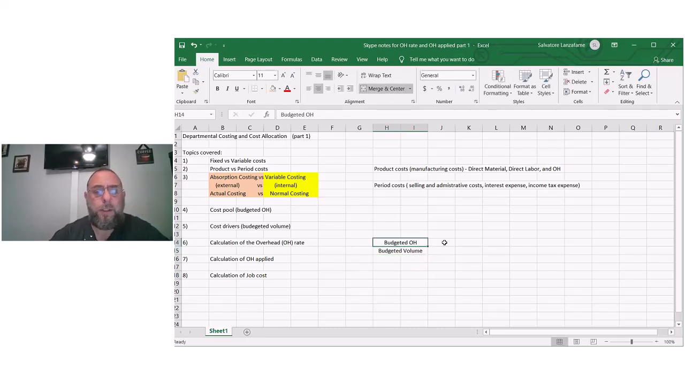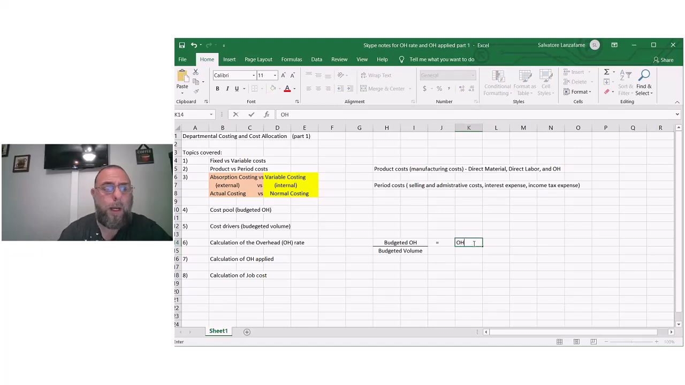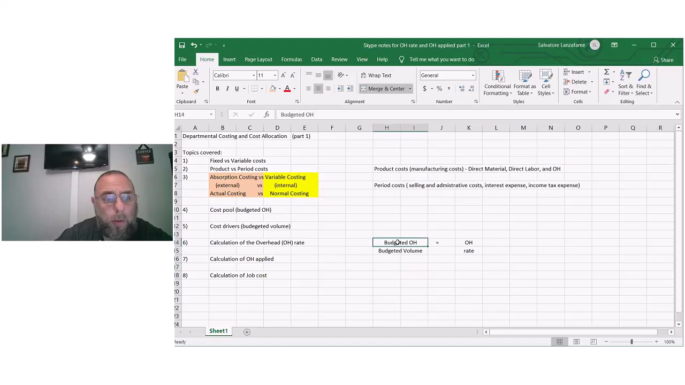So we would do this equation, and the result would be what we call an overhead rate. Before I continue with this, let me define for you some budgeted volume. By the way, I could easily use the formula cost pool, same thing as budgeted overhead, divided by cost driver. Budgeted overhead divided by budgeted volume, or pool divided by driver.